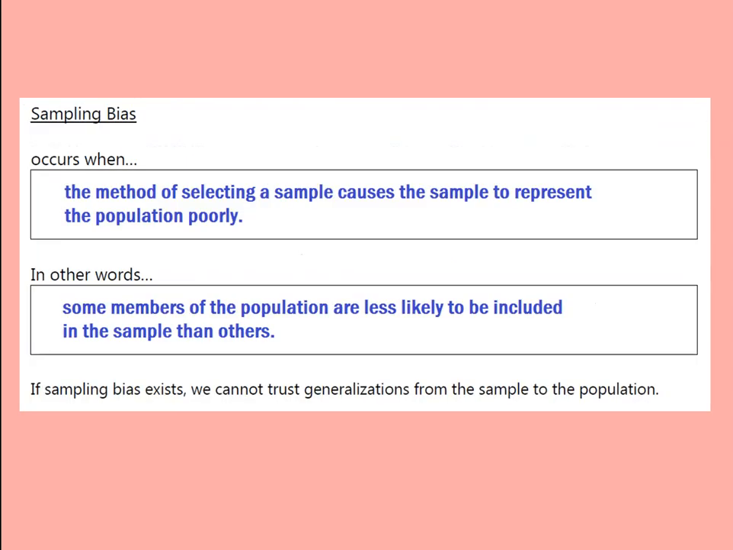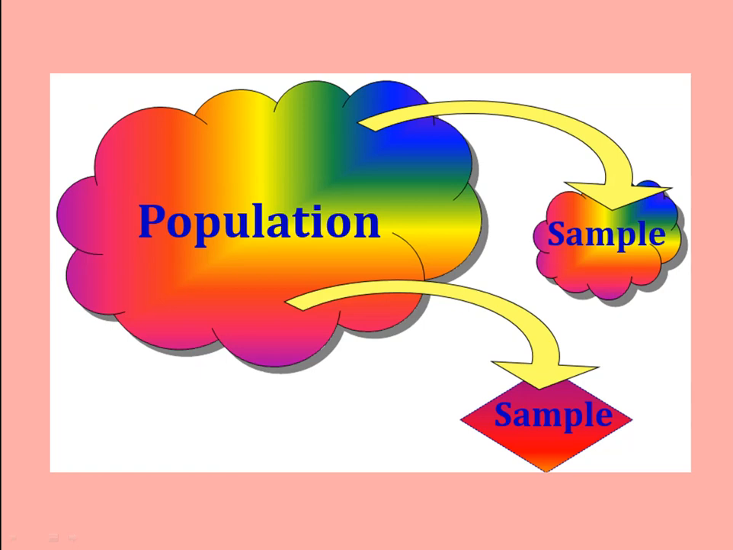Sampling bias. This is actually what's going on in that financial aid example. When the sample represents the population poorly, some members of the population are less likely to be included than others. When that happens, if you try to generalize from a biased sample to the population, you're going to get results or conclusions that are inaccurate. This picture is also from our book.